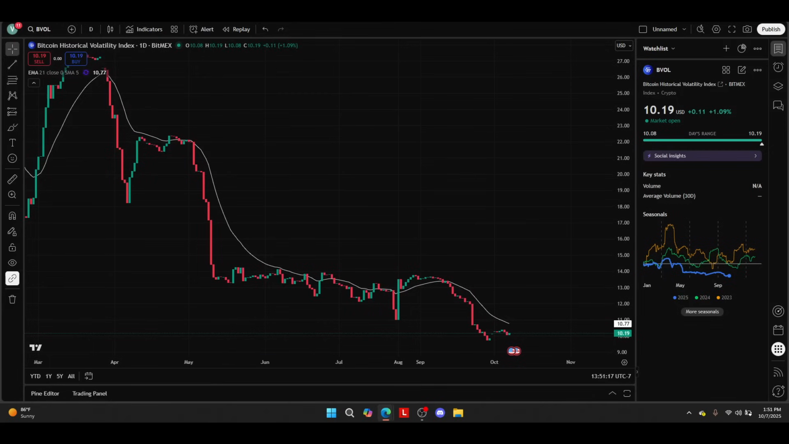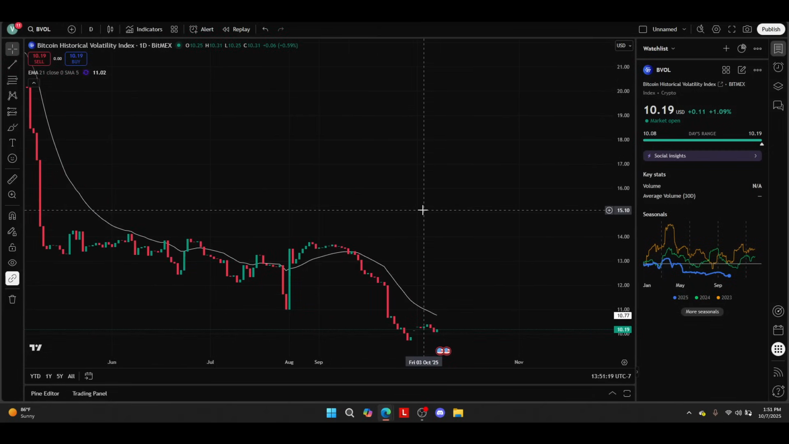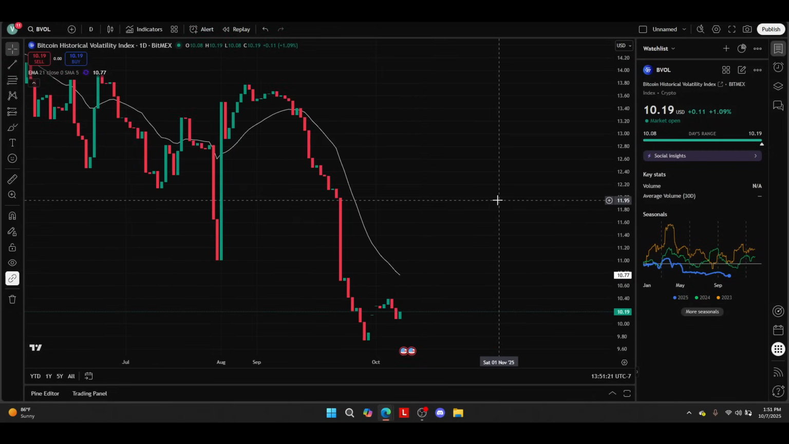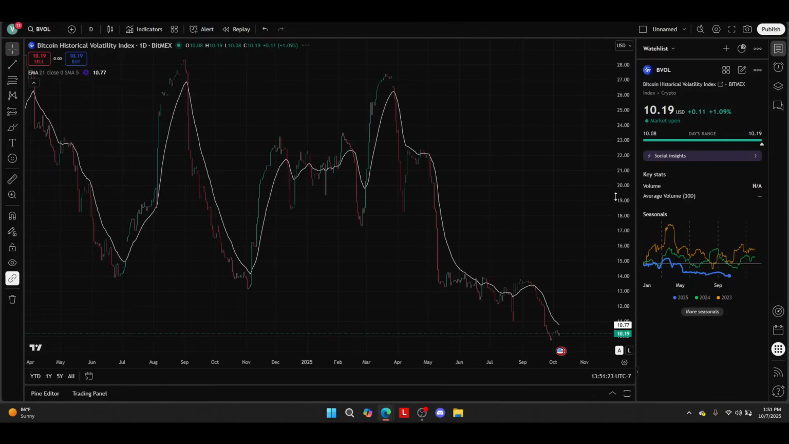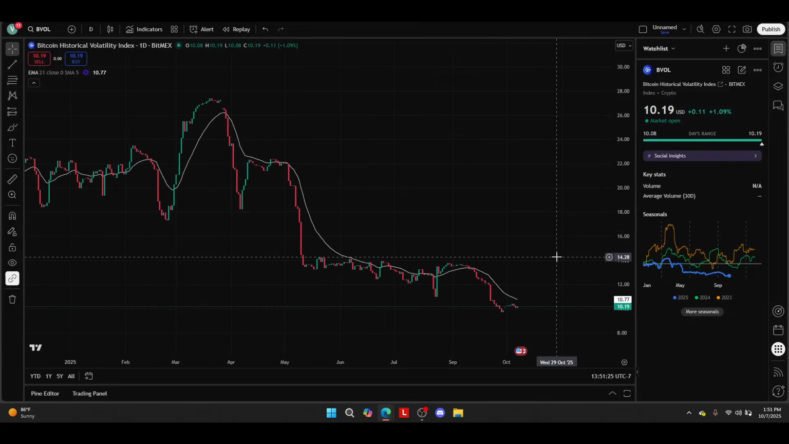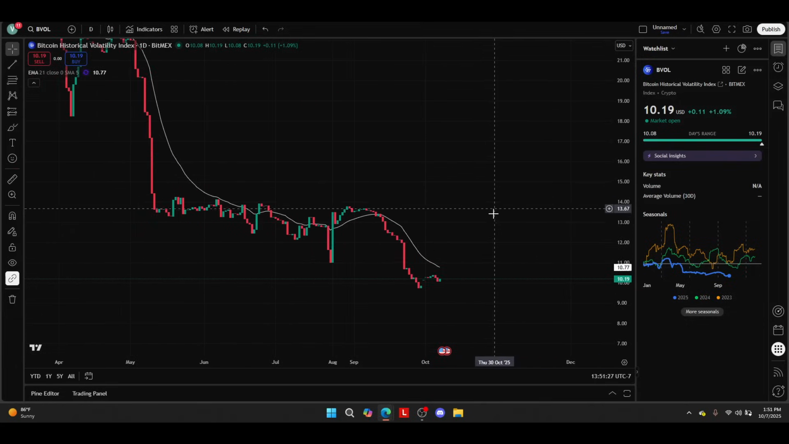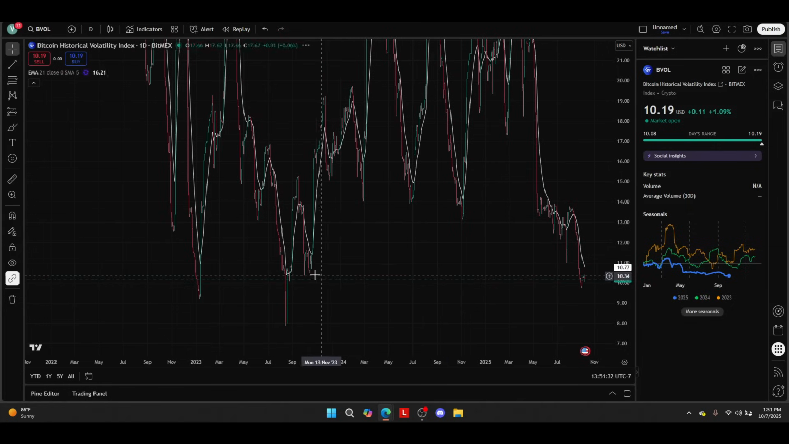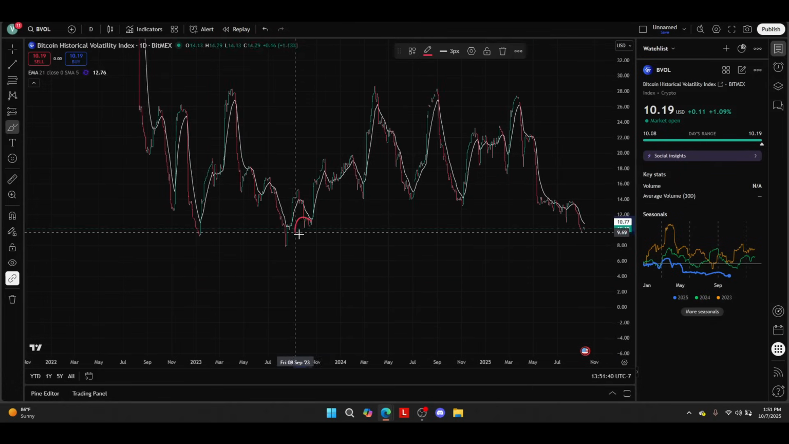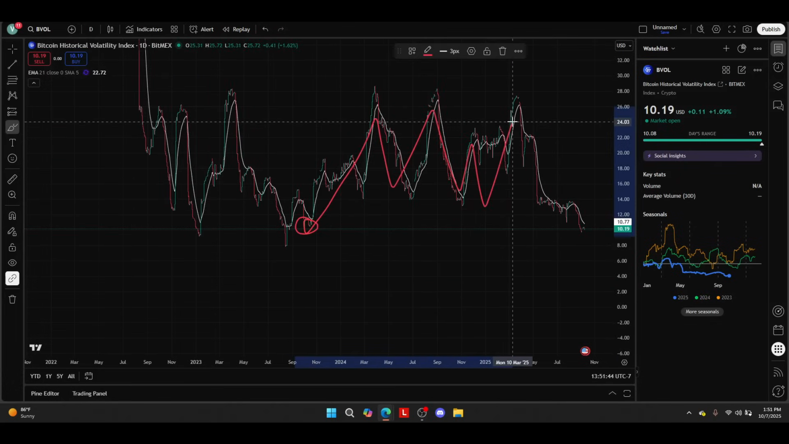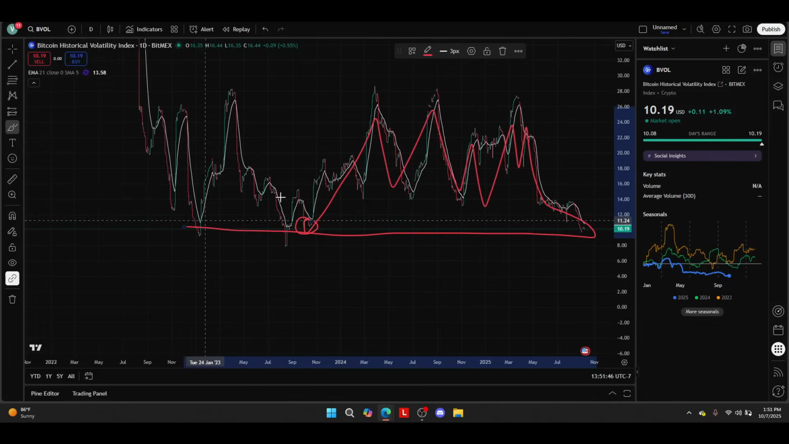MSTR, not so good. This is another chart I'm looking at more recently, the Bitcoin Historical Volatility Index, BVOL. I don't know how accurate this thing is, but it's telling me that we're near the lows of the volatility, dating back to about 2023, so that's 2 years ago. We had higher volatility before, and now we're back near the lows.